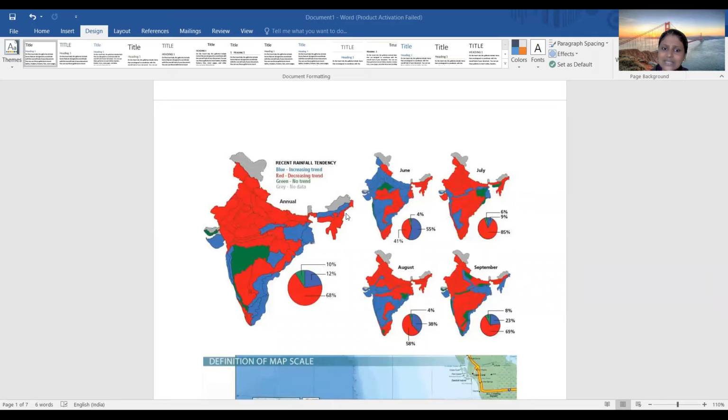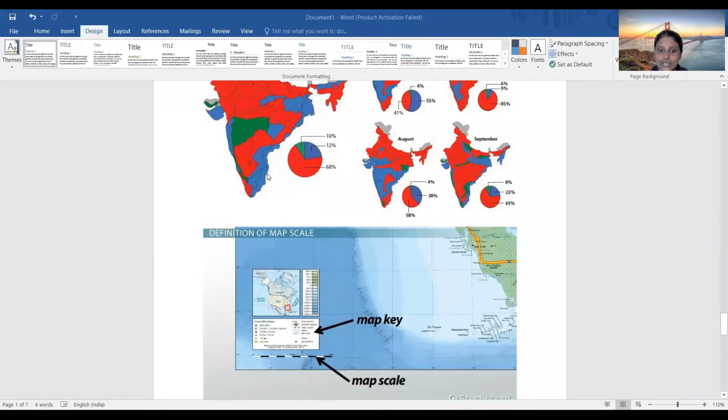So here it represents the rainfall tendency. You can observe, here it says red is a decreasing trend, blue is an increasing trend, green is no trend, and gray is no data at all. So details are given over here, right? Blue color shows where rainfall is present and how much it is during each month. So for these specific purposes, thematic maps are being used.